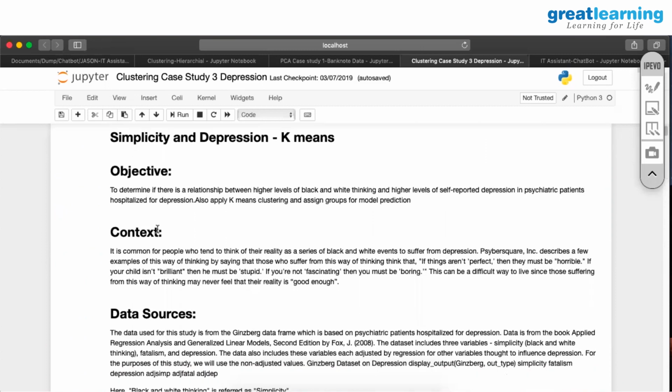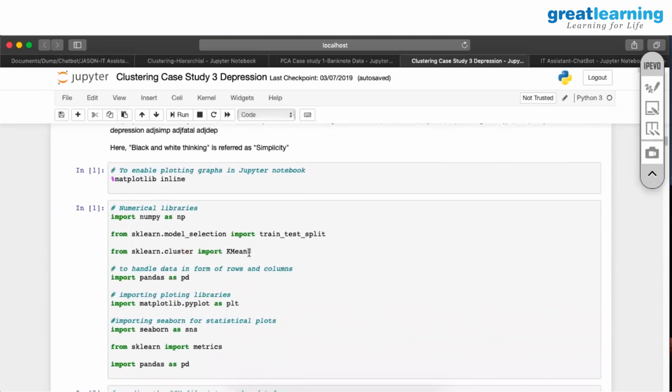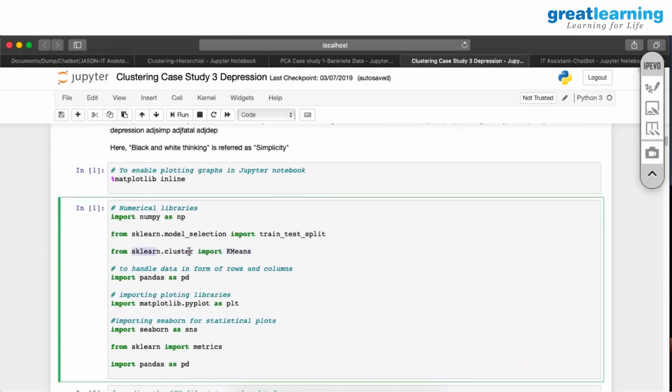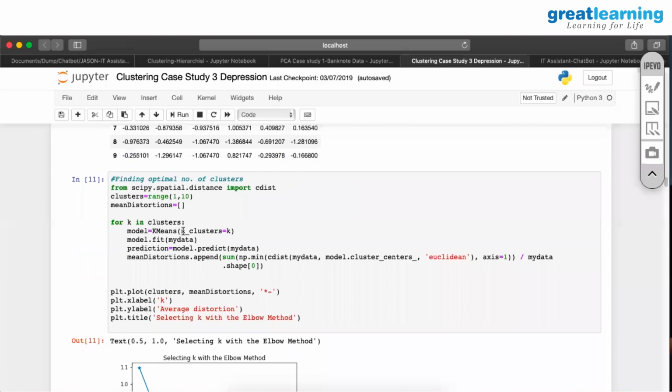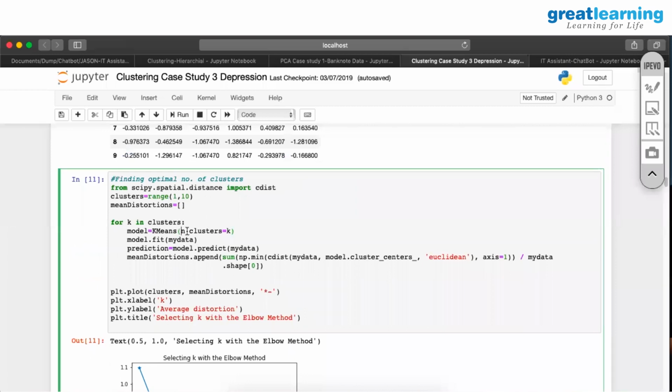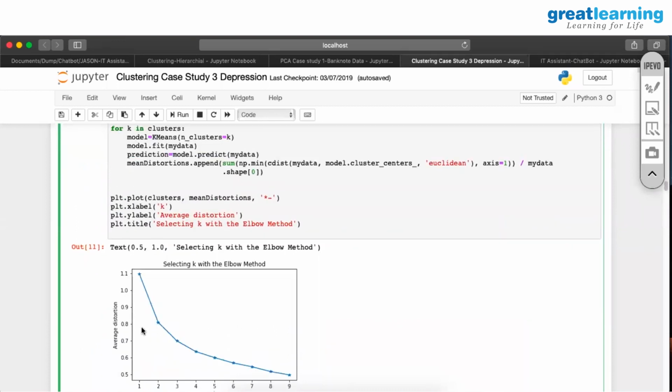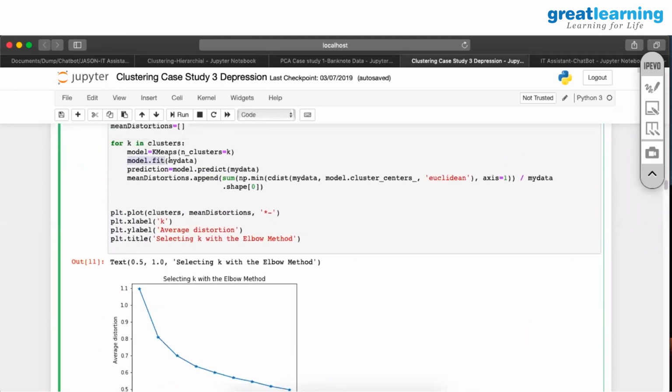Where is our k-means library gone? Yeah. So from sklearn.cluster, we have got our k-means library. From there, we are saying run k-means on this data set with how many clusters? Clusters is equal to k. So the first value of k will be 1. So that's how we will get the distortion point here. Next, you are fitting the model, you are doing the prediction, and then you are calculating the mean distortion.